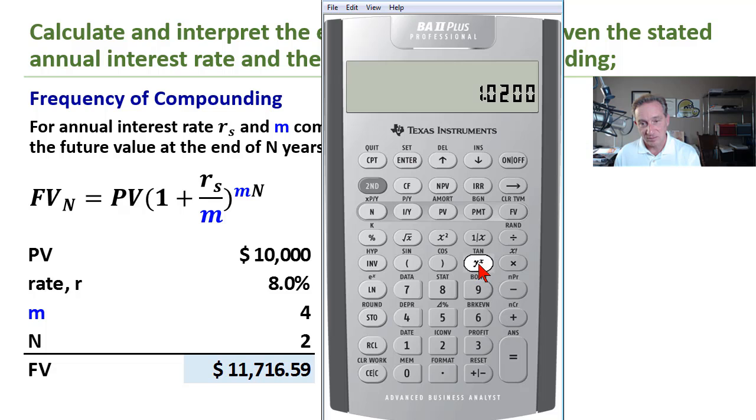I'm going to raise to a power here, and then my exponent, I'm going to open parens so I can define my exponent as 4 times 2, close parens. My exponent is 8. Equals, that gives me my multiplier on the present value of, in this case, 10,000. And you can see I get the future value.